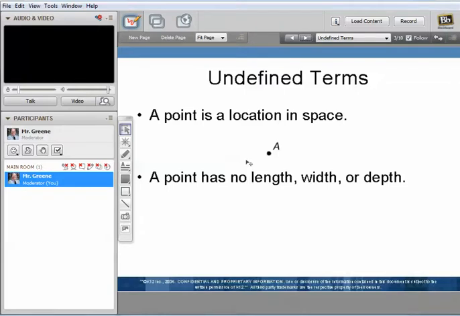Okay? So the first undefined term is called a point. A point is nothing more than a location in space. Right there. That point right there, the one that's glowing now. Okay? That is a point. A point doesn't have any length, it doesn't have any width or depth. It's just a location. That's all you have to keep track of for that information.